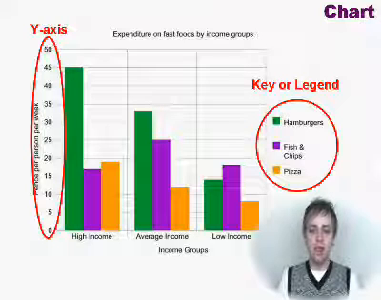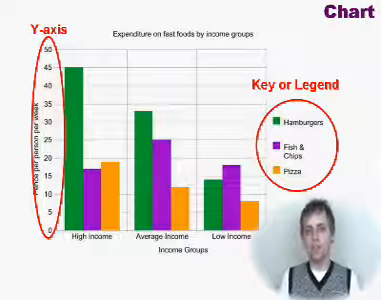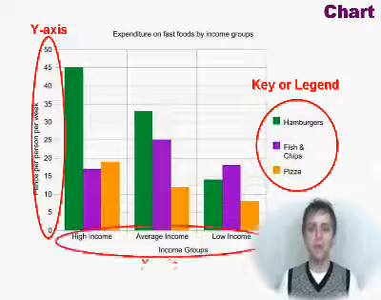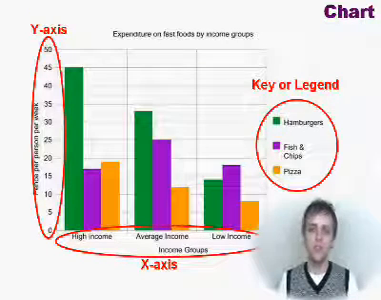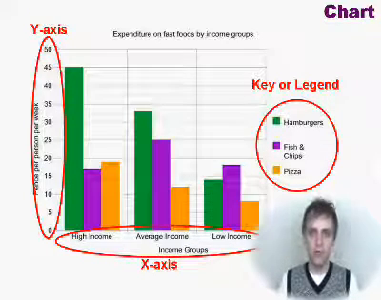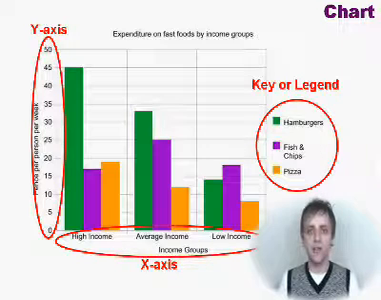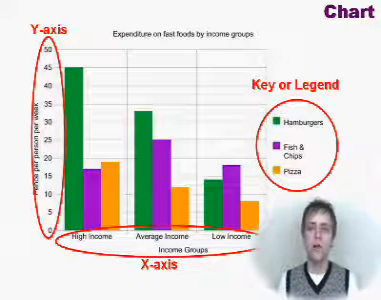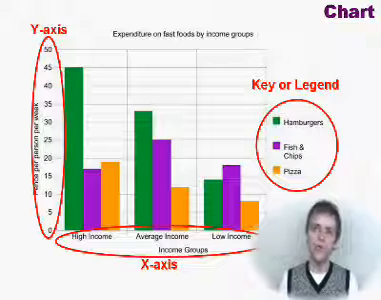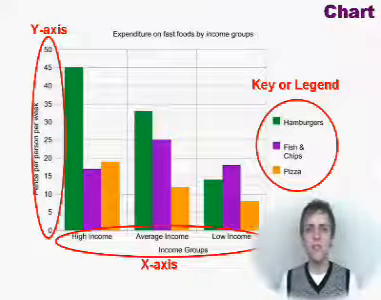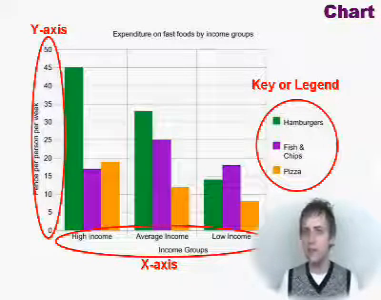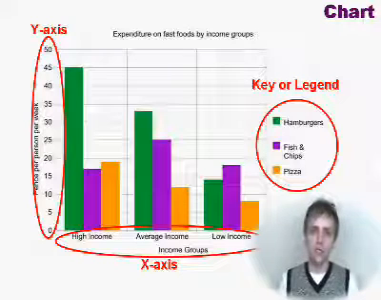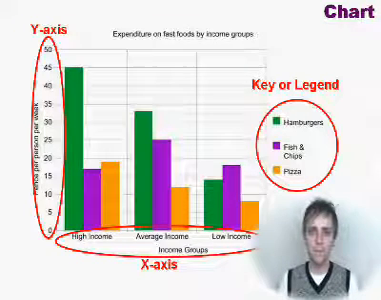So, next we look at the x-axis, which is here at the bottom, and it tells us in this particular graph who is spending this money. For us, it's high income earners, average income earners, so average income earners in the UK would be maybe £17,000 a year, and low income earners, obviously below that figure.